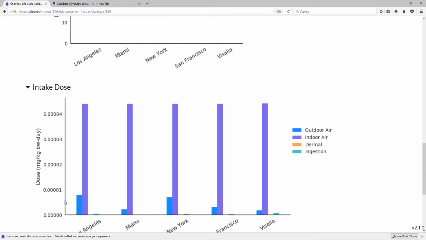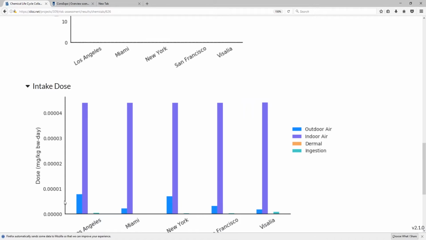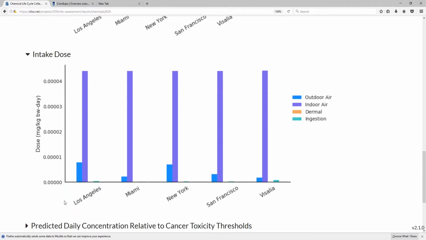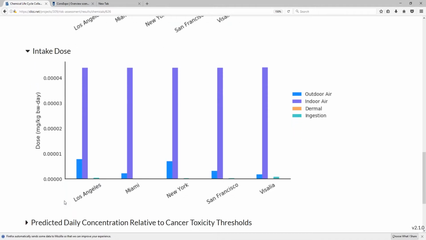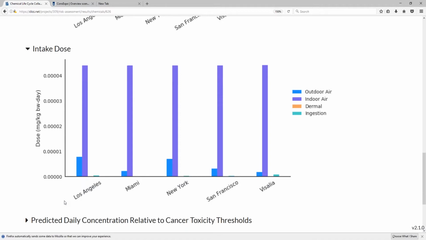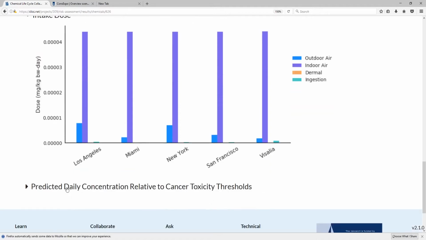And these would be the intake doses, so it gives you the amount in terms of milligrams per kilogram per day for indoor air, outdoor air, and ingestion. So in Visalia, there would be some exposure through ingestion. There's exposure everywhere. It's just this one is noticeable. These are so tiny you can barely see them right there.